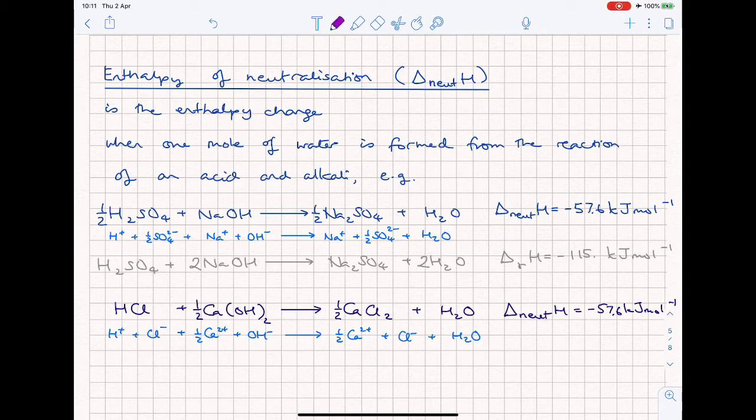We can then cancel out the spectator ions. For the top one, we cancel out the sulfates and the sodiums. For the bottom one, we can cancel out the chlorides and the calcium ions. And you can see that we get the same equation, because at the top we have 1 mole of H+ ions with 1 mole of hydroxide ions giving us 1 mole of water, and the bottom one is the same. So the reactions are identical. This is why the values of enthalpy of neutralization for both of the reactions are the same.